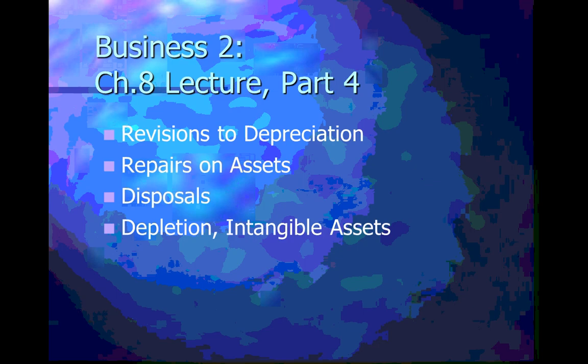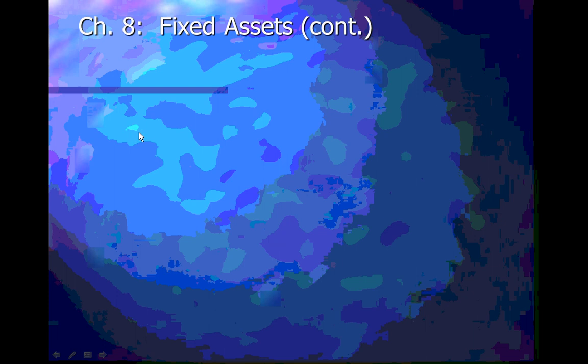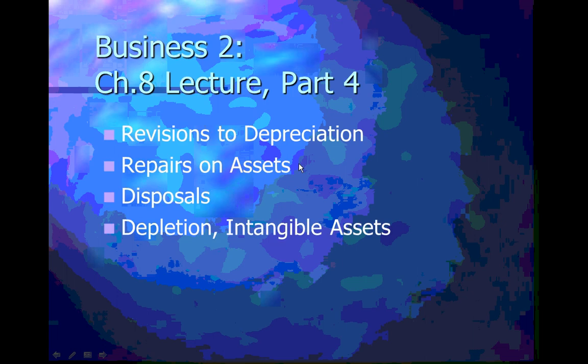Students, this is a continuing lecture series for Chapter 8 on fixed assets, mainly focusing on depreciation. In this lecture, we're going to cover revisions to depreciation, and repairs to assets or improvements as well. We'll talk about that, and then disposals. The next section, actually part 5, we'll talk about depletion and intangibles.